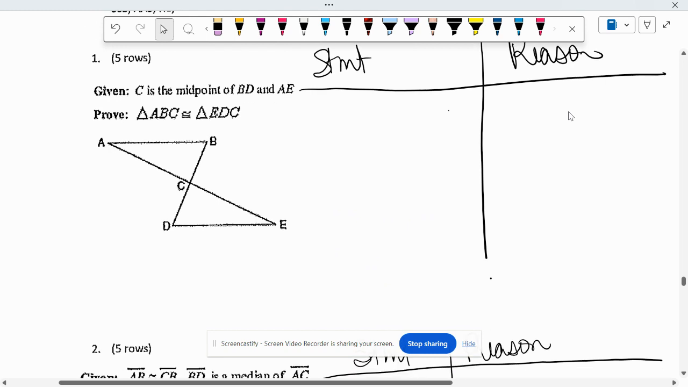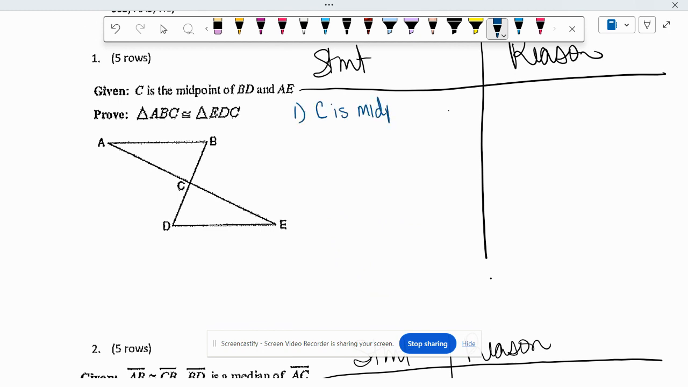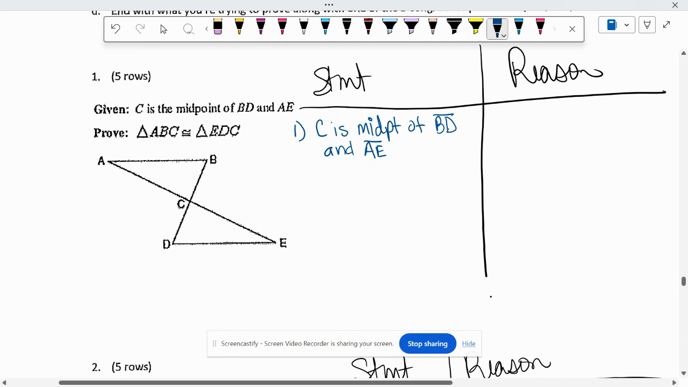Okay, so we're on page 36, number 1. It says C is the midpoint of BD and AE. So that's my first statement. C is the midpoint, and you can abbreviate, of segment BD and segment AE. I just abbreviated statement and reason, STMT and reason. So why can we say C is the midpoint of segment BD and segment AE? Well, because it's given to us. It's given right here. So we have to mark it.